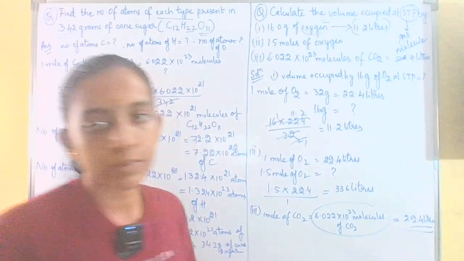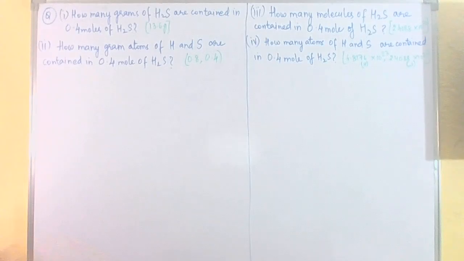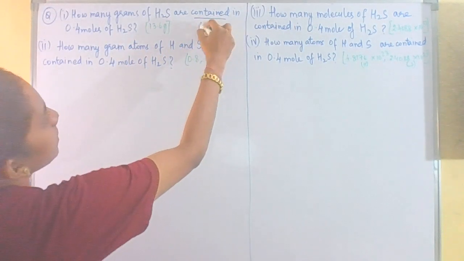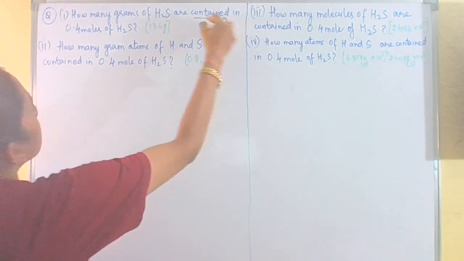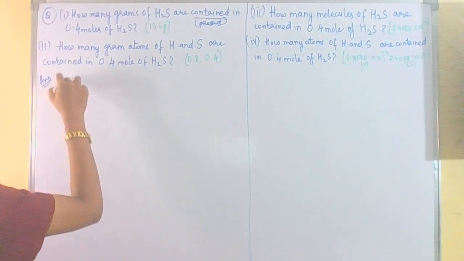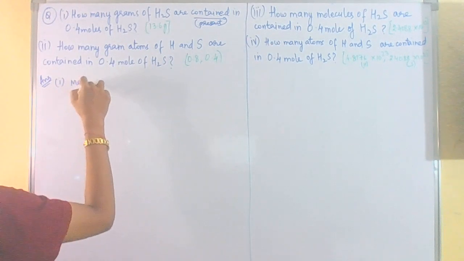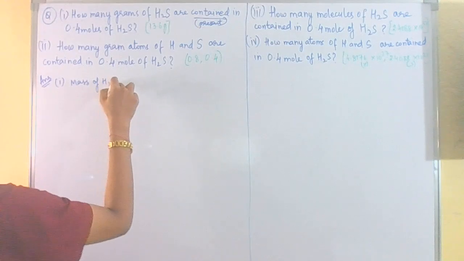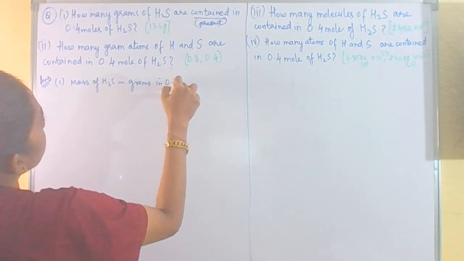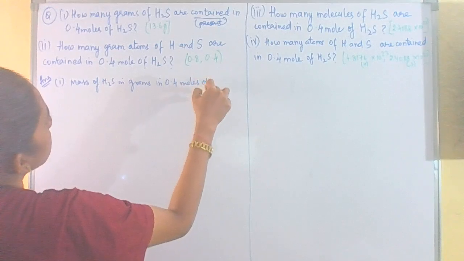Okay. Next question. How many grams of H2S are present in 0.4 moles of H2S? They are asking us to calculate the mass of H2S in grams in 0.4 moles of H2S.